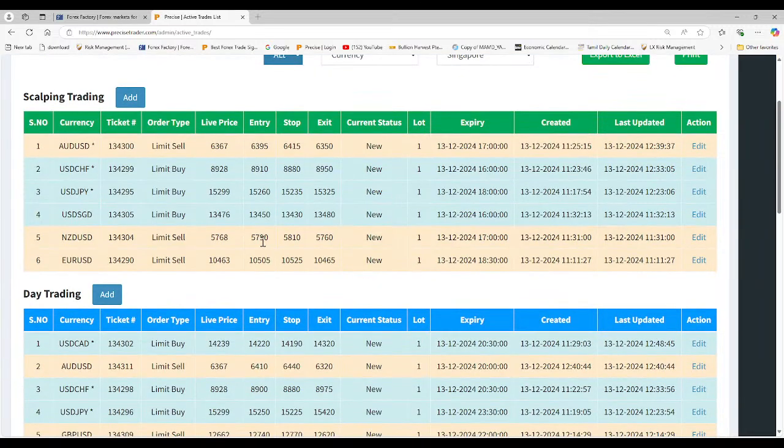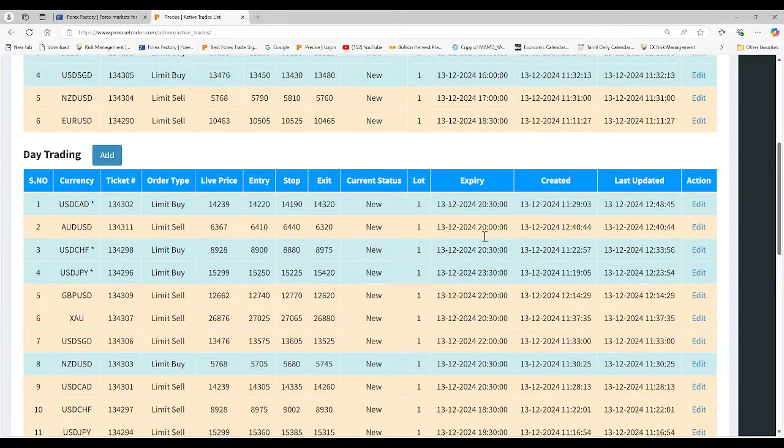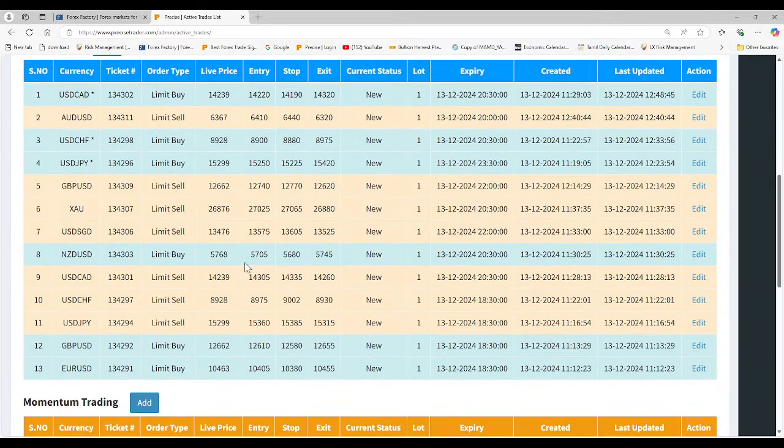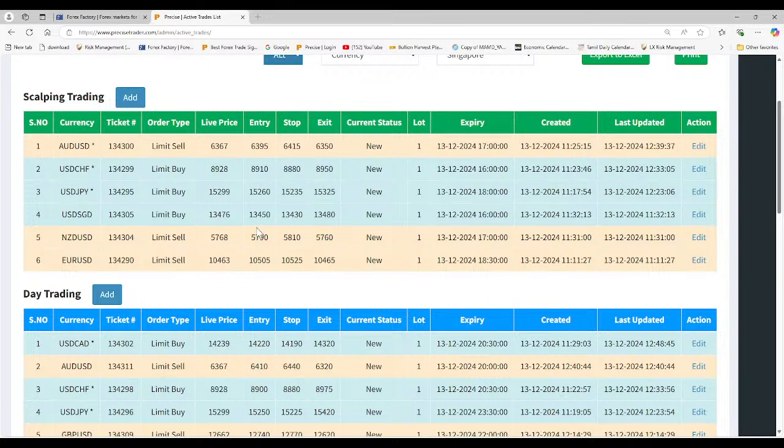Okay, we are trying to sell at 57.90 and exit at 57.60. Then we have a buy order at 57.05 and 57.45. Okay, now where can I put in another trade?